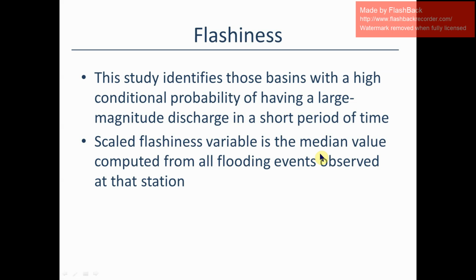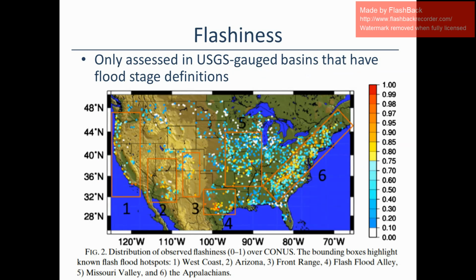In particular, this study identifies those basins with a high conditional probability of having a large magnitude discharge in a short period of time. The scaled flashiness variable is the median value computed from all flooding events observed at that station. The study presented this map, which shows the distribution of observed flashiness over the entire United States.